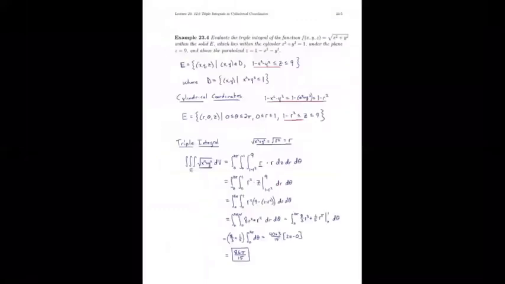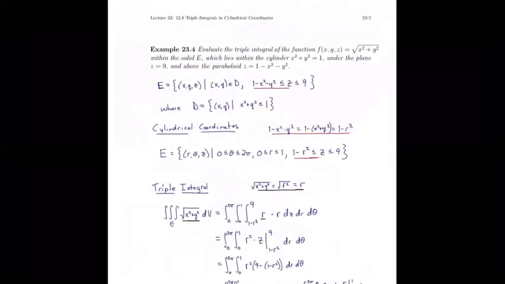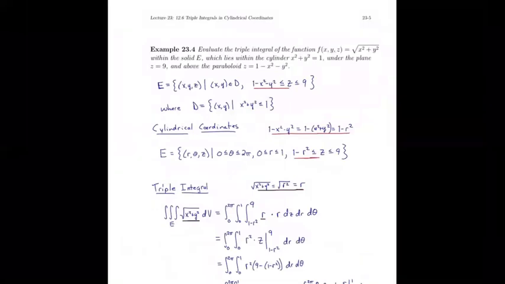Okay, so evaluate the triple integral of the function f of x, y, z equals square root of x squared plus y squared. Already we see something that looks like it might be useful to use cylindrical coordinates for, because polar coordinates will simplify x squared plus y squared to the power of 1/2. We'll see that in a moment.